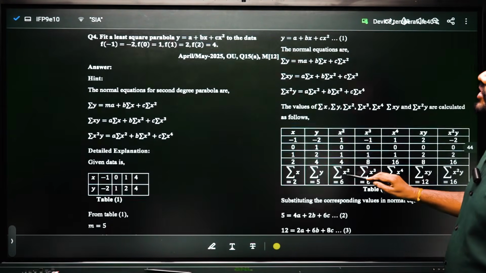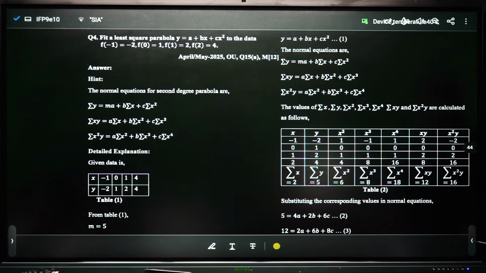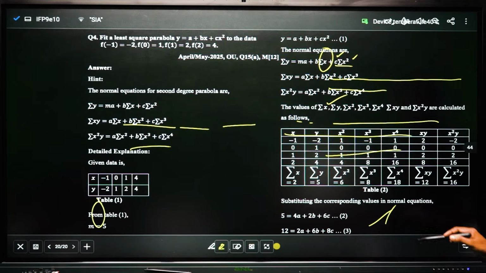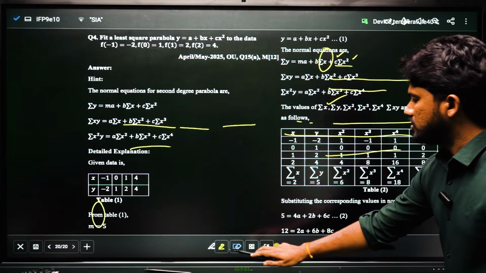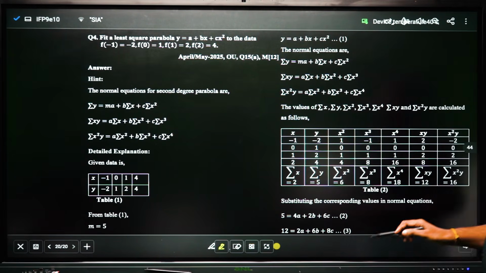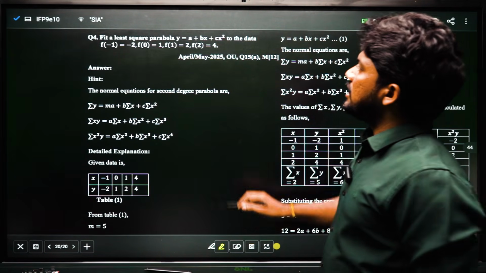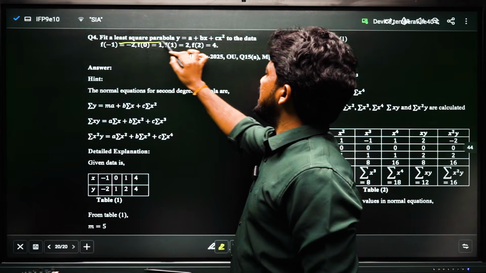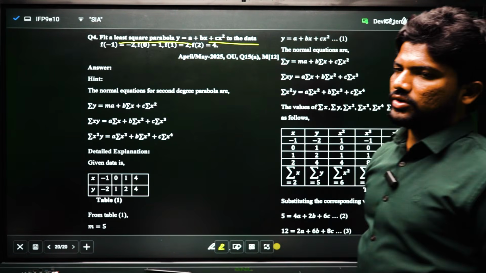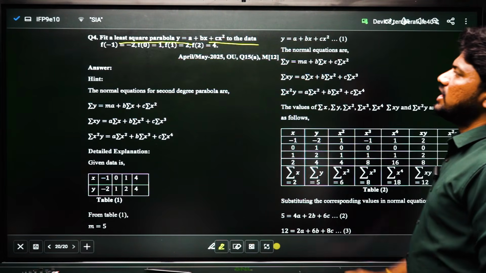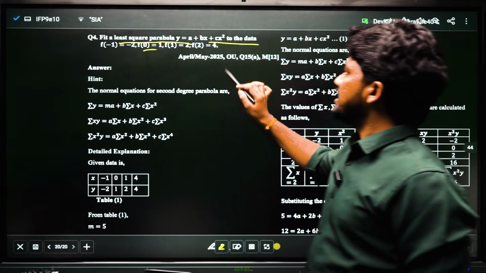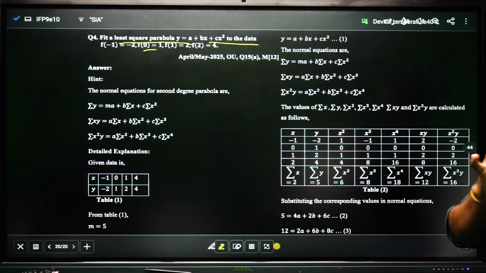Now see the problem, fourth question. Very, very important. This problem has been repeated so many times. Find the least square fit: a least square parabola y is equal to a plus bx plus cx square to the data given. We have to form a parabola equation.